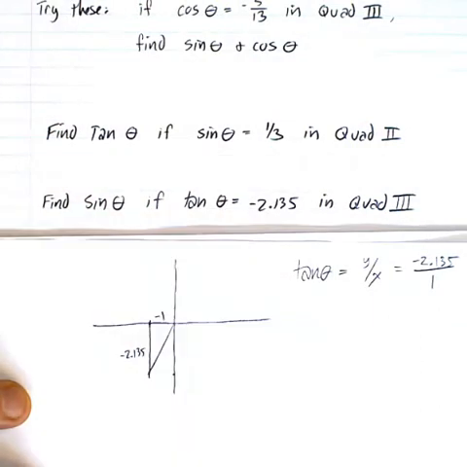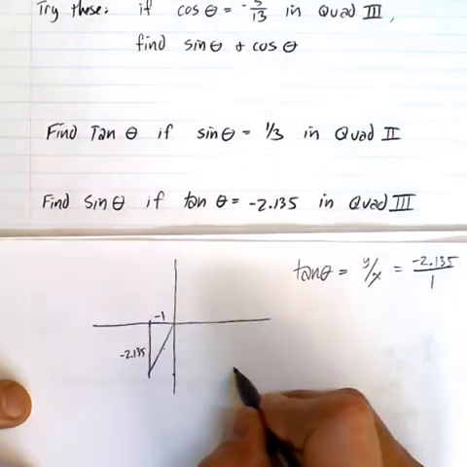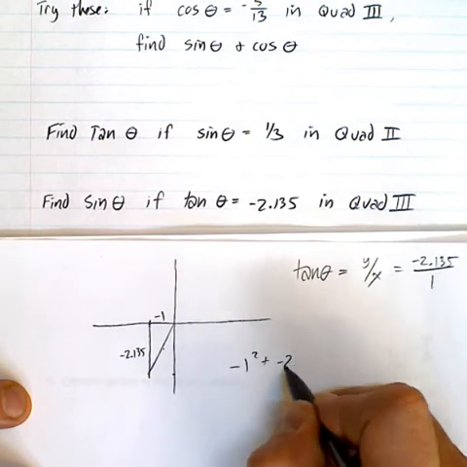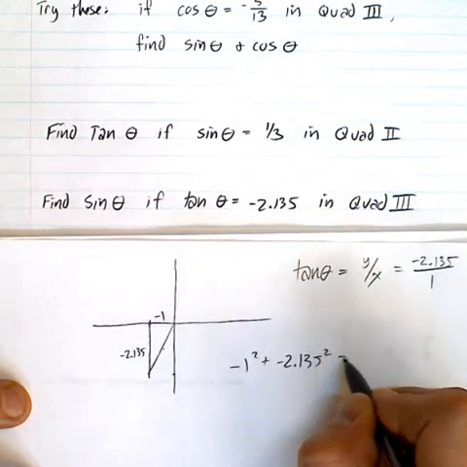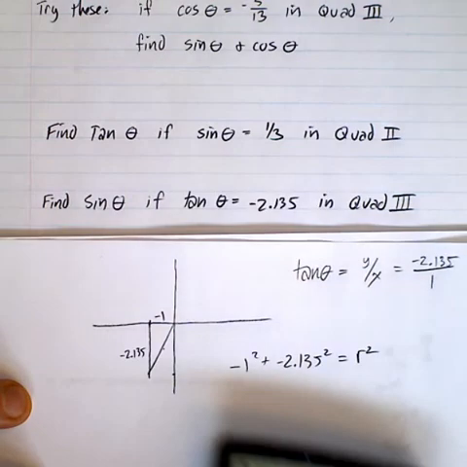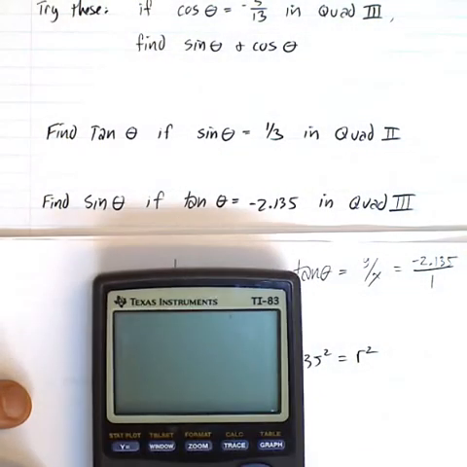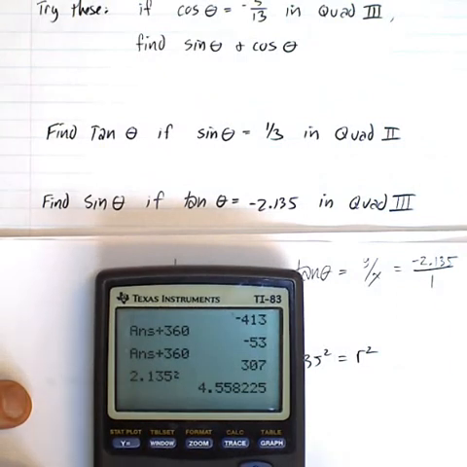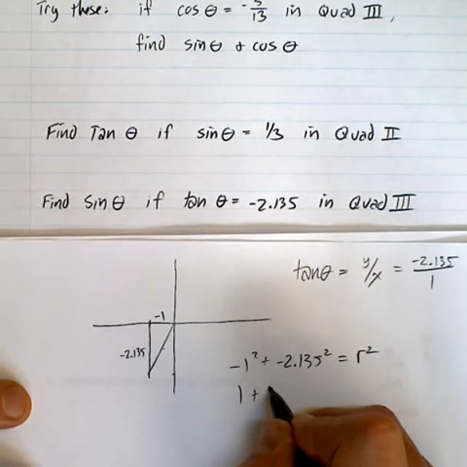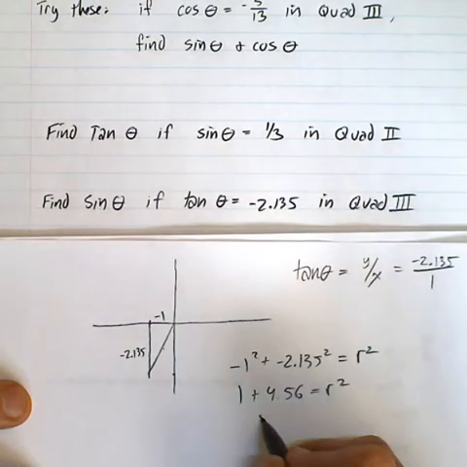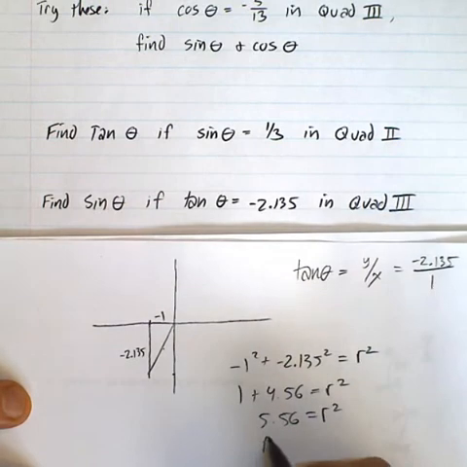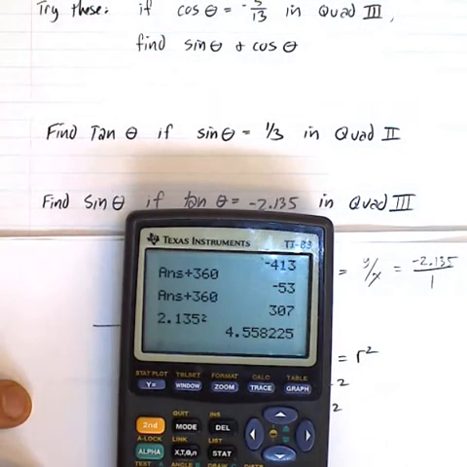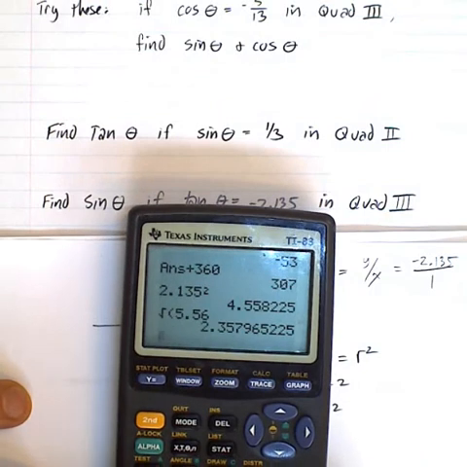Okay, this is a negative 1. All we have to do is find that hypotenuse again. So -1 squared plus -2.135 squared is equal to r squared. Let's put out our calculator here. 2.135 squared gives me 4.56. So 1 plus 4.56 is equal to r squared. 5.56 is r squared. R is the square root of 5.56, and I get let's call it 2.4.